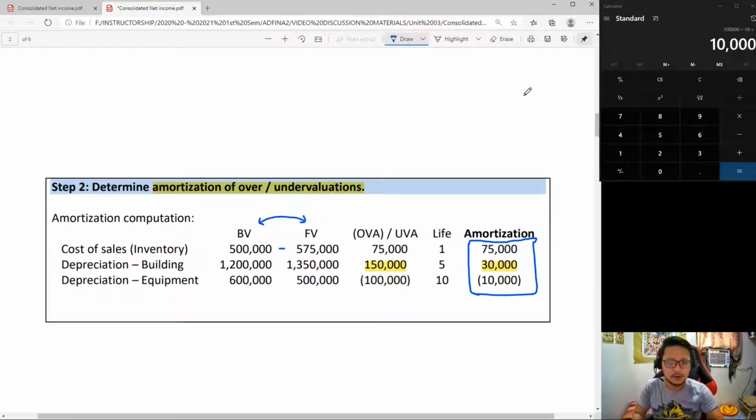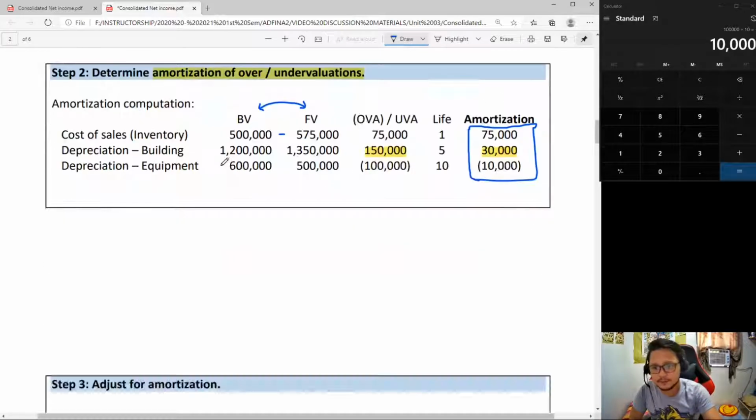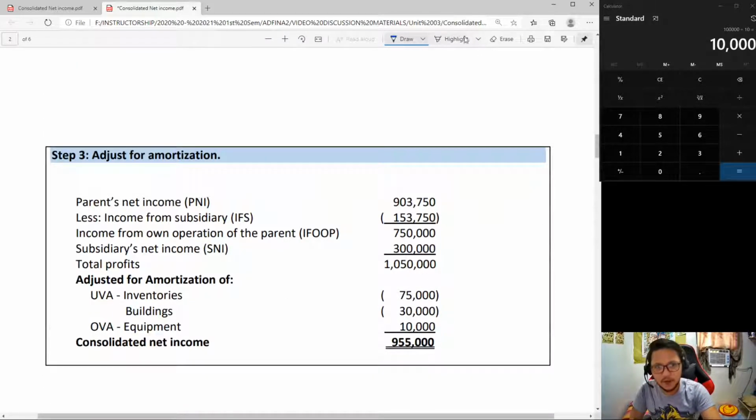Okay? Or we can simply do it like this. Step number 3, adjust for amortization. The first part is taken from step 1 here. And here is our step 2. And then, of course, to finally compute your consolidated net income, you will need to adjust your total profit with what you computed earlier. So let me explain them individually.